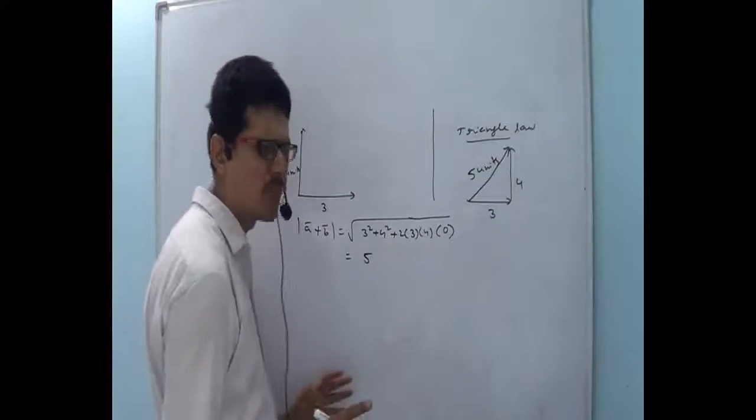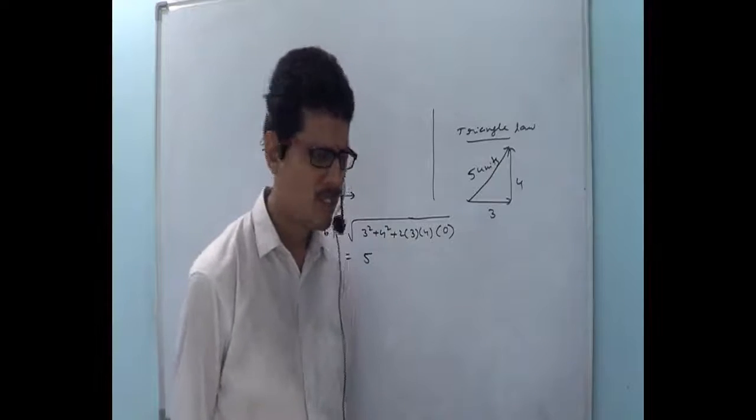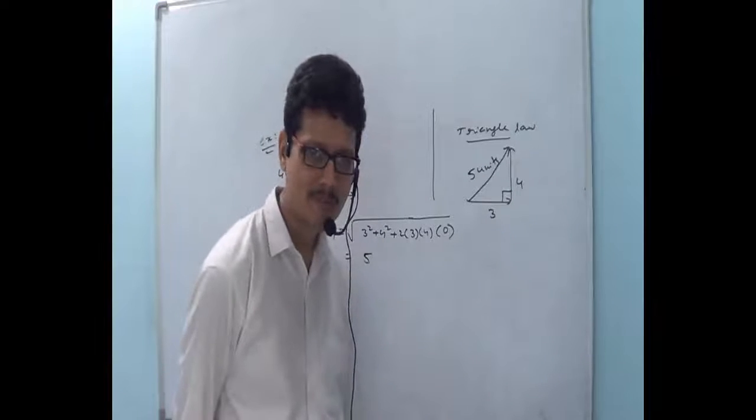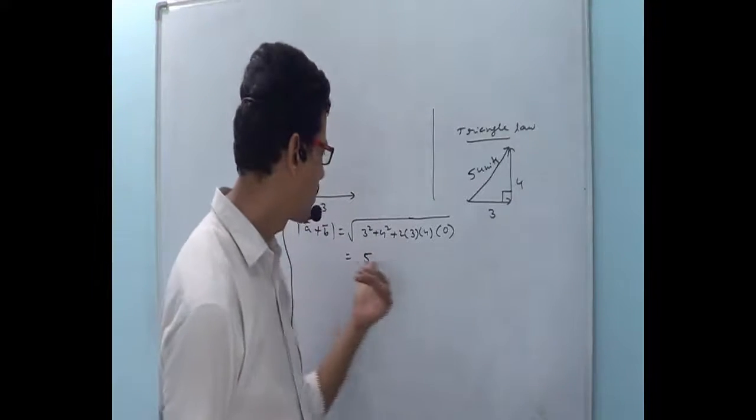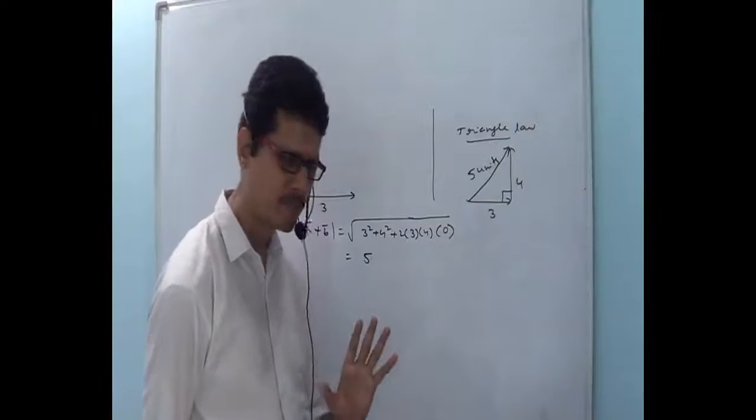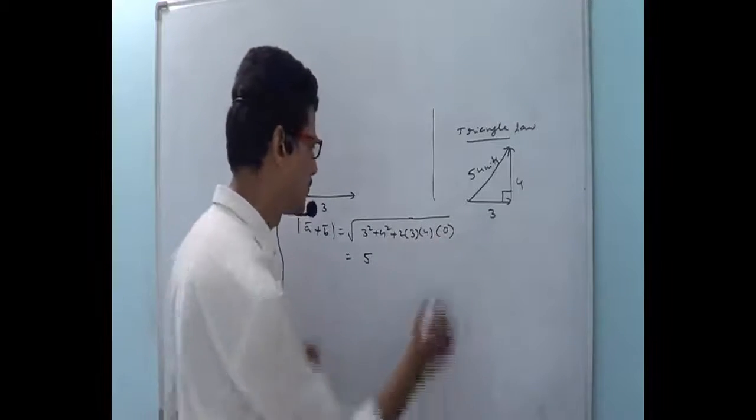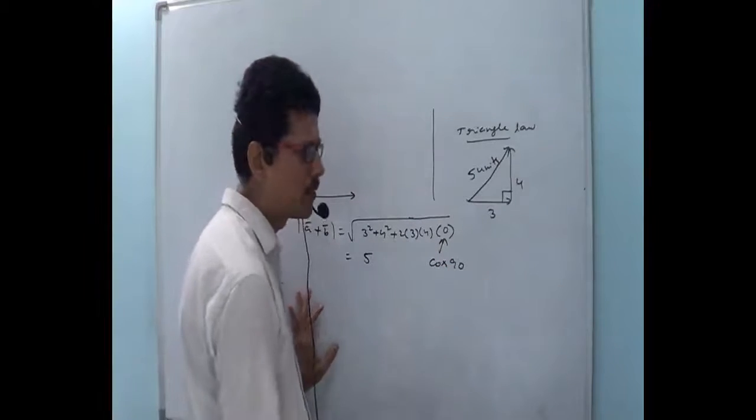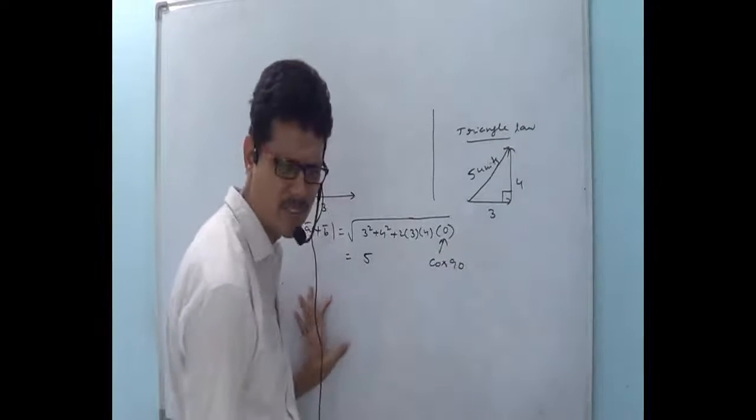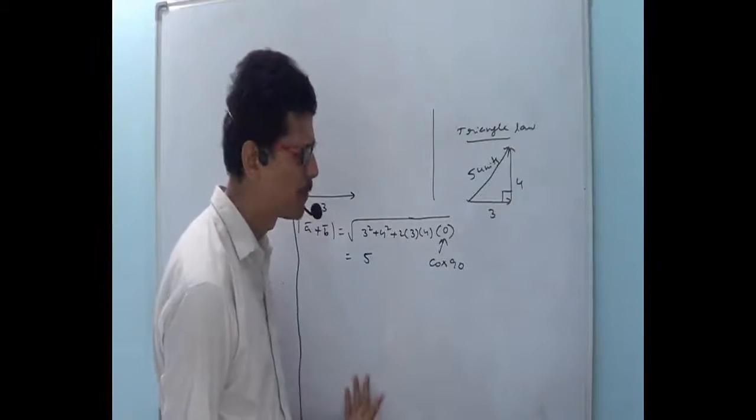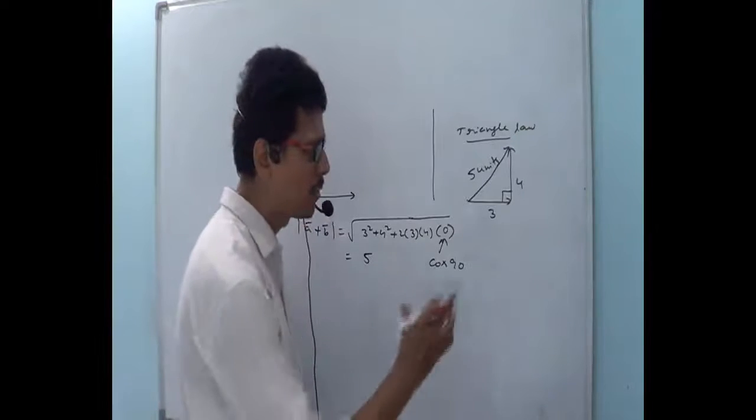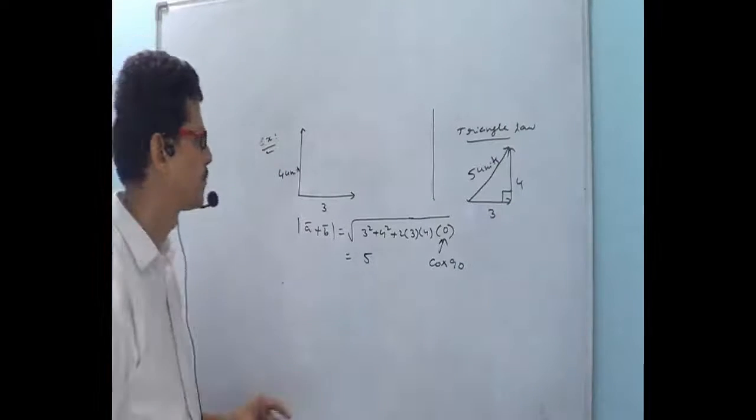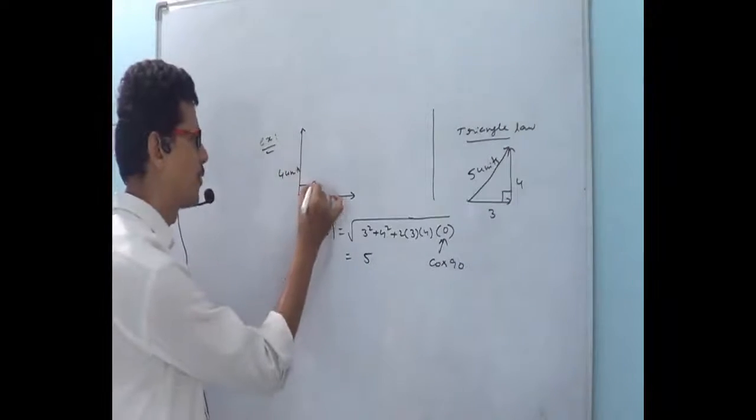So, you cannot use the triangle law always, because here it is 90 degrees, so it is easy for us to calculate that hypotenuse. That's why this parallelogram law you can apply for any angle. Cos 90 is 0, okay? The triangle law we can apply at any time, but calculation becomes easy when the angle between two vectors is 90 degrees. Note down this.